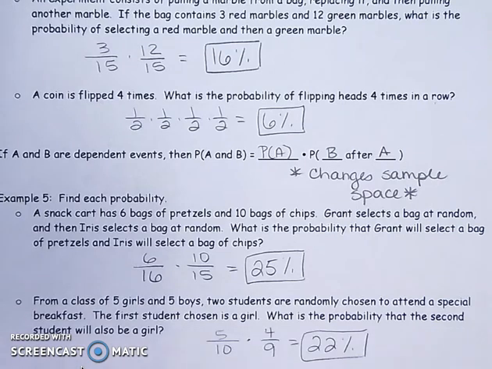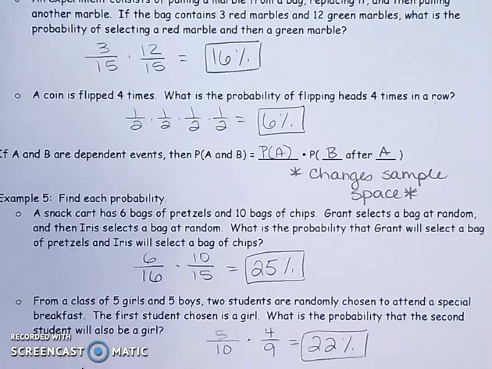Then, from a class of 5 girls and 5 boys, so 10 total, two students are chosen randomly. The first student is a girl. What's the probability that the second will also be a girl? So 5 out of 10 would be the first because there are 5 girls out of 10 in the class.